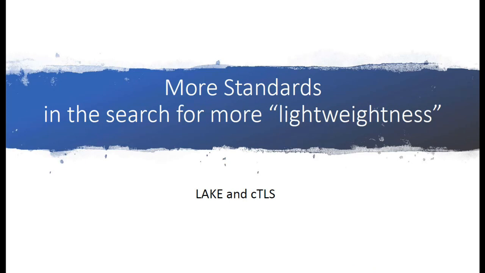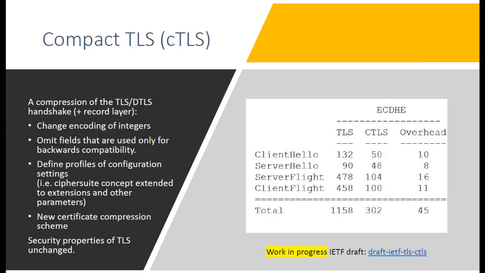From the Excel data on the last slide, one might not be convinced of the need for further optimization of TLS. This has, however, not discouraged the standardization community from starting two new standardization journeys: LAKE, the lightweight authenticated key exchange, and cTLS, compact TLS. I will focus on cTLS due to time reasons. cTLS compresses the handshake of TLS and DTLS while maintaining the security properties of TLS. Compression is a technique that is frequently applied in the IoT context. Look, for example, at all the IPv6 header compression work done with 6LoWPAN and the following 6Lo group.